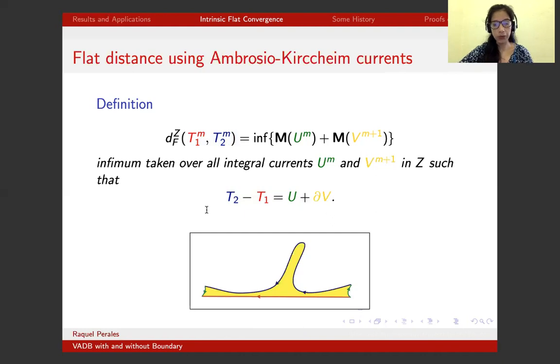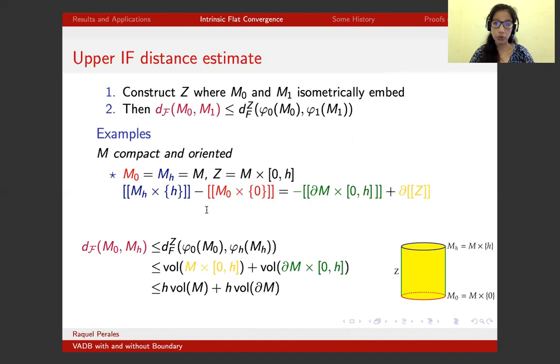So now that we know what this flat distance is, we are able to look at more examples. These examples are going to be relevant for the explanation of the proofs of the main theorems. So 1 and 2 is just to remind you that we have to isometrically embed M0 and our manifold M1 or MJ into a bigger space. And there we calculate the flat distance, and this is an upper estimate of the intrinsic flat distance.